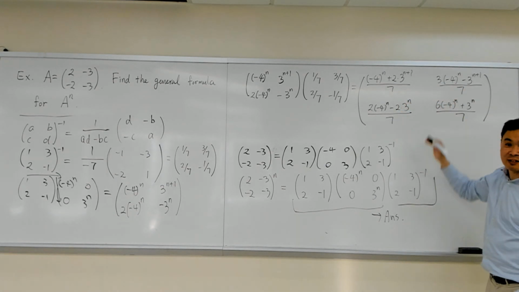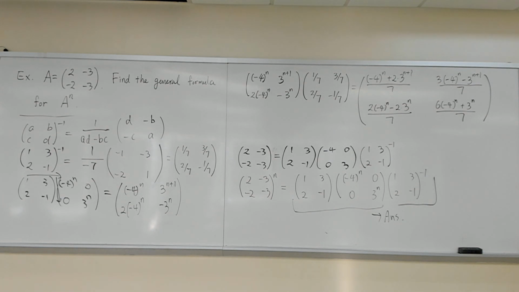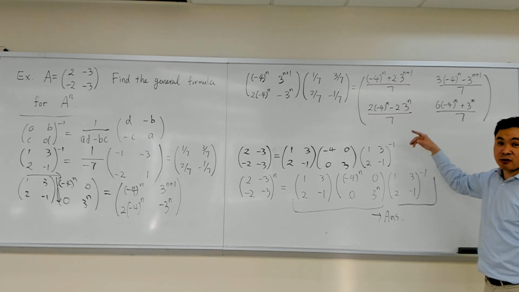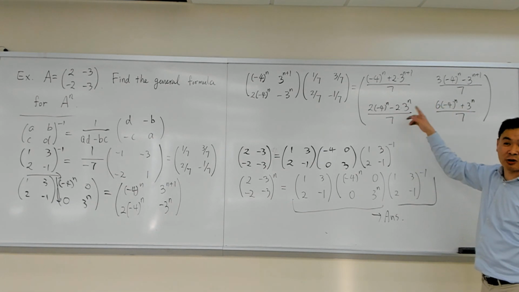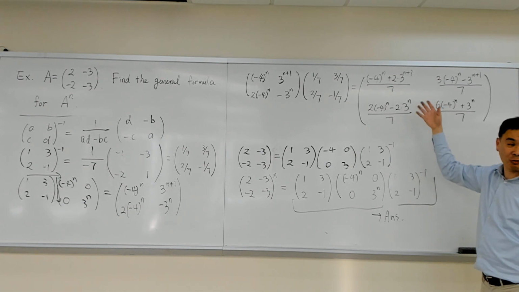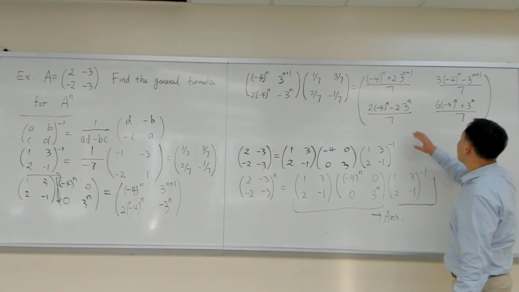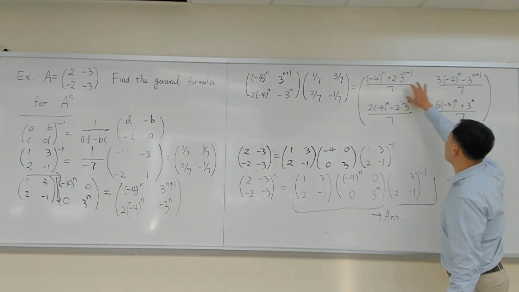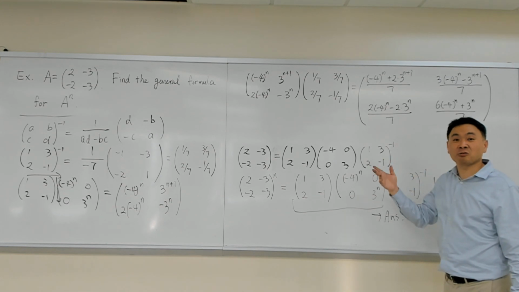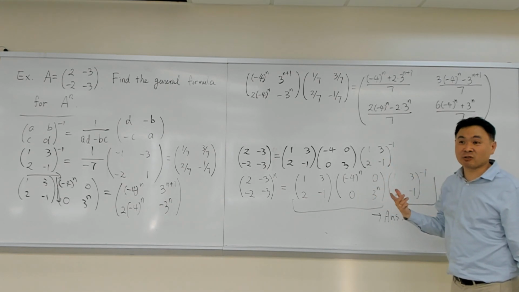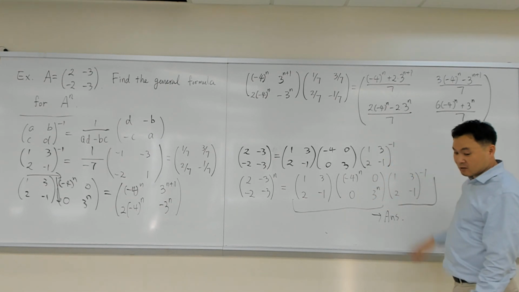So that's the solution. And you can check whether you're correct or not by plugging in various values, like n equals 1, 2, 3, 4. You keep doing it and you'll see. Especially when n is 0, you should be getting 0 here and 0 here, 1 and 1, because anything to the 0th power should be the identity matrix, right? So that's what you're going to see.